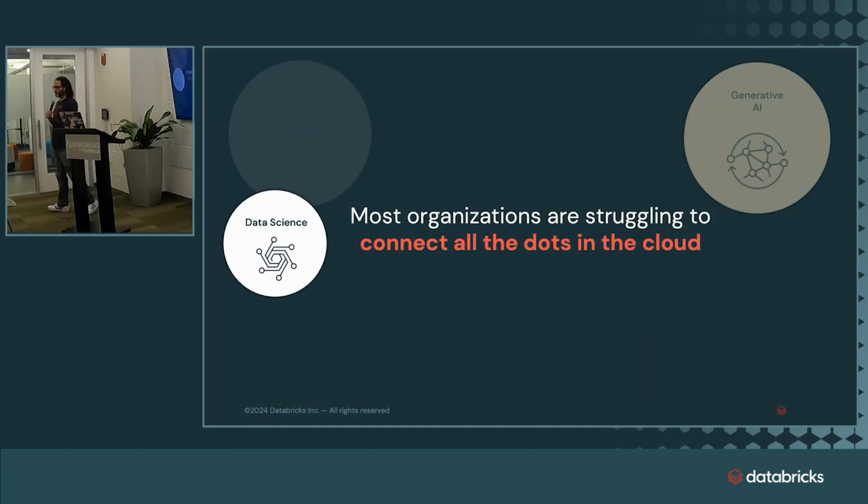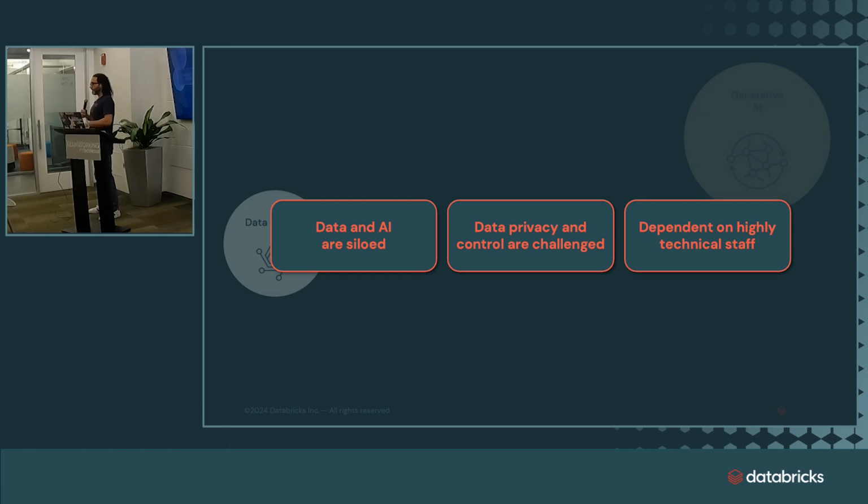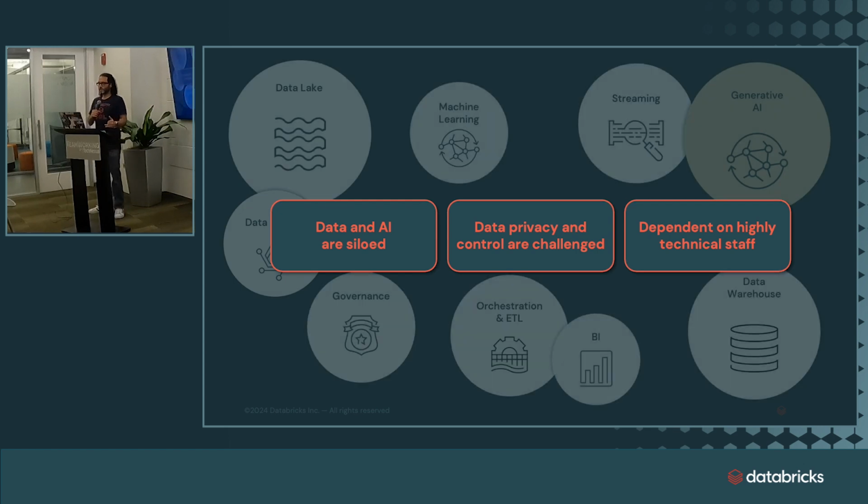But when we talk to customers, most people are struggling connecting all these dots in the cloud. They're like, I got to do this. I got to connect my orchestration. I got to connect this. I got to connect that. My data's over here. My data lake's over here. And it's a real struggle connecting all these dots in the cloud because the data is siloed. These applications are disconnected. Data privacy is like a thing that not many people are focused on.